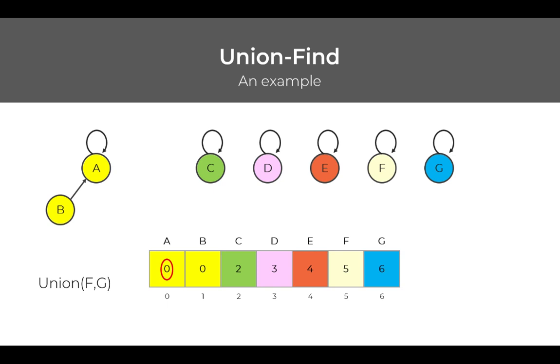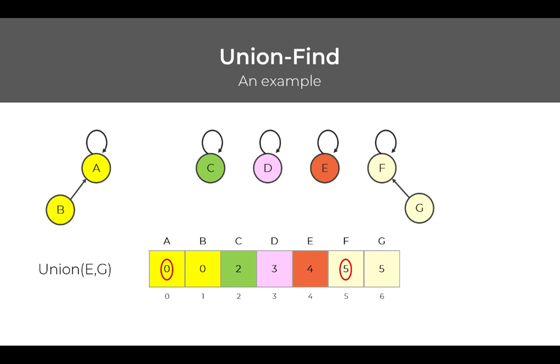Then I want to do the union of F and J. Here, I'm going to make the union between the two elements. I'm going to say that J is going to be the child of F, and therefore I'm going to change the value in the array at index 6 to 5. And F will become the root of that subset, because I'm representing the subset as a tree.